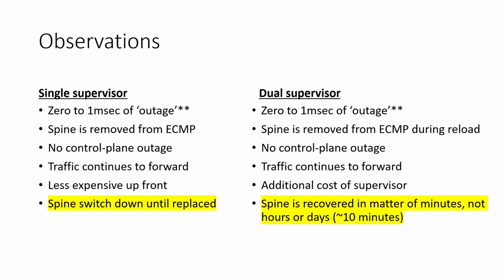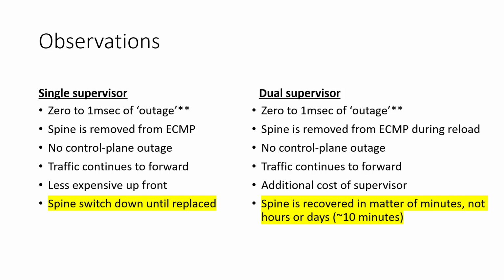In both cases, the spine is removed as an ECMP member. In single supervisor, it's removed until you either put the supervisor back in or get the replacement and put it back in. In dual supervisor, the only difference is the spine is removed until the reload is complete, all protocols converge, and the hold down timer releases, and it becomes part of the fabric. You will experience 0 control plane outage. Data plane traffic continues to forward with 0 to maybe a millisecond of an outage, if you want to call that an outage.